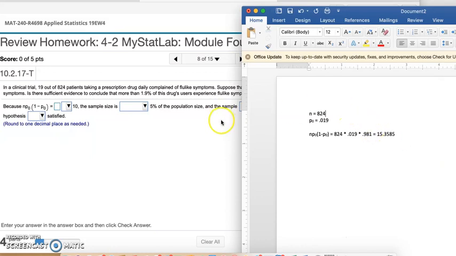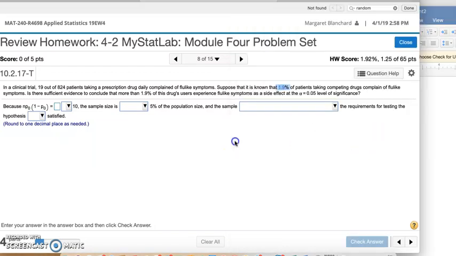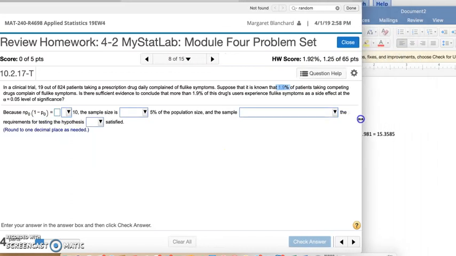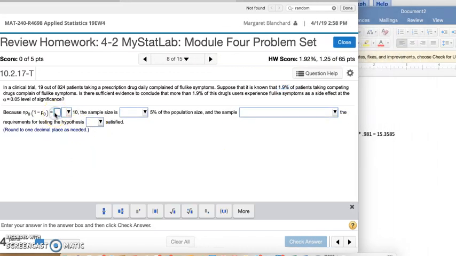Let's go over here to our calculation. We have n equals 824, p naught equals 0.019. When we plug that into the formula, we get 824 times 0.019 times 0.981, and that gives us 15.35. It says to round to 1 decimal place, so we have 15.4, and that is greater than 10. That's one of the requirements.